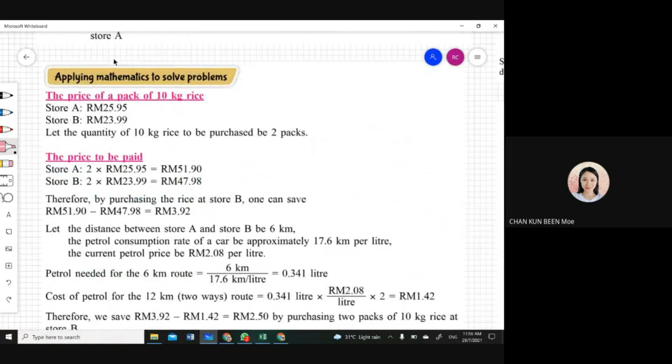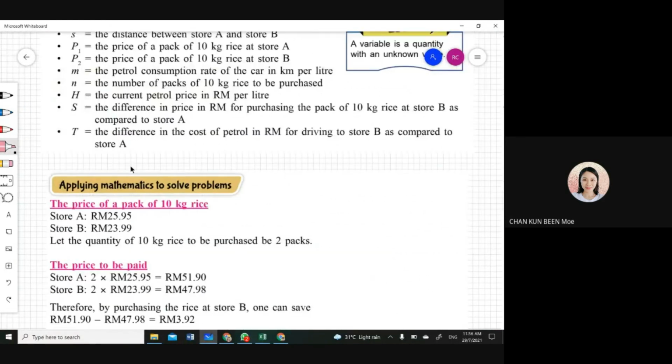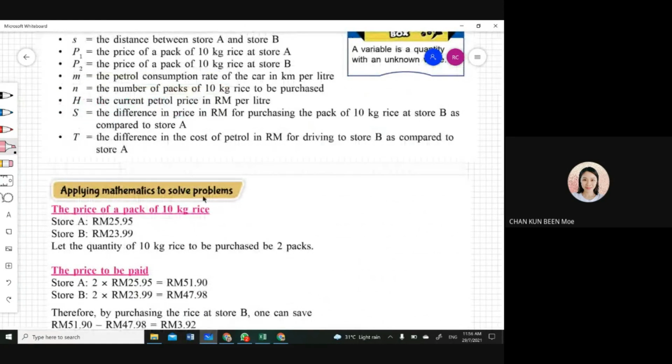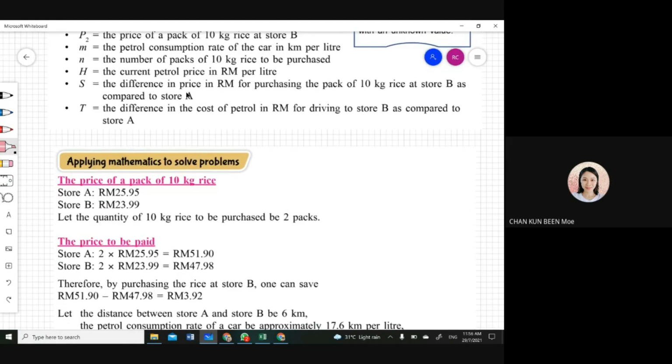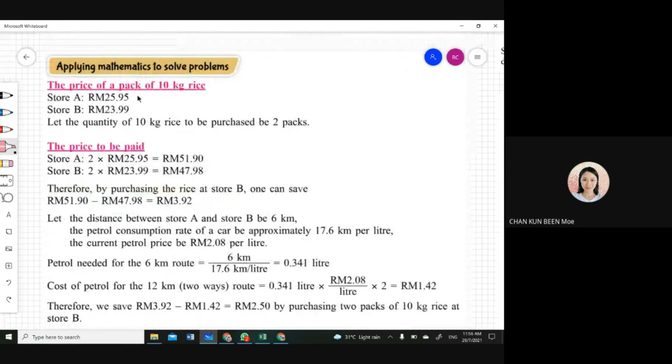So now we are going to apply all the variables that we have over here with a value so that we can solve the problem. Solving the problem means that we are going to get the answer for both situations: is it worth buying from store B compared to store A, or better to buy from store A? Okay, so over here they make an assumption, not an assumption, because they already researched on the internet. They found out the price of a pack of 10 kg rice for store A is 25 ringgit 95 cents. It's more expensive, you can see here, compared to store B, which is 23 ringgit 99 cents. So this one is cheaper, but it is further.